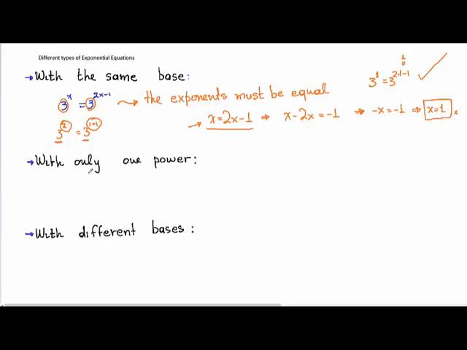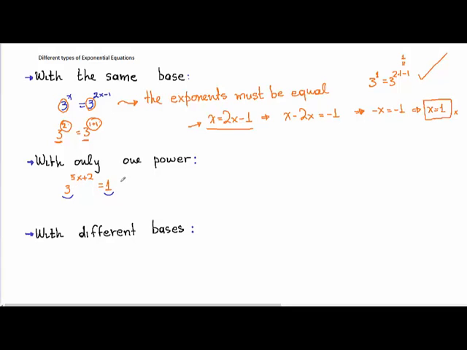Now let's look at what happens if I have an equation where I have only one power, and on the other side of the equation I have a number. So let's assume that I have 3 to the 5x plus 2 equals 1. What should I do about that? Well, right here it's a little bit more confusing because I have a power on this side, but I cannot say that this is equal to that because it's not. I have 3 and I have 1. So what should I do?